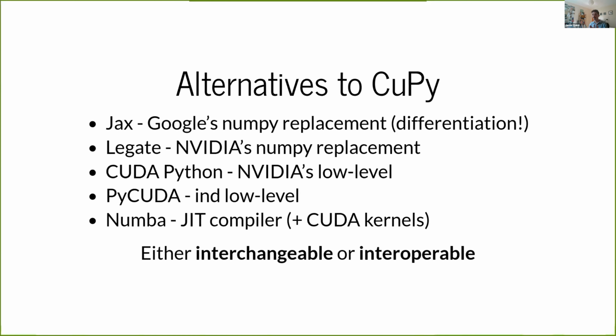What's nice about CuPy here is I think it's Numba actually that provides a really nice kind of glue layer between the different libraries. So if they're not interchangeable, like JAX and Legate, they're usually interoperable. So if one library does not provide the features that you need, well, you can actually shift your array or whatever structure you're using on the GPU, you can shift that into a different library with great ease and use the functionality that you need from a different one.